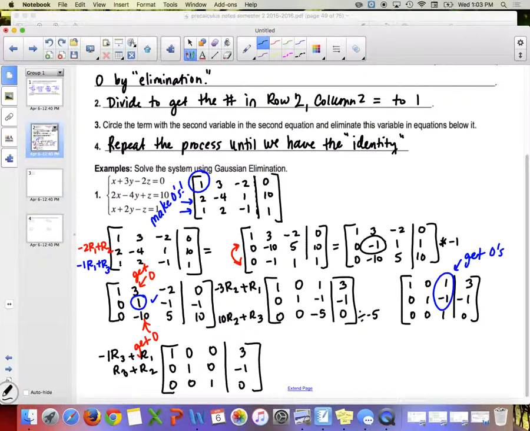What are these equations? If you wrote them all out, the top equation would be 1x plus 0y plus 0z equals 3. In other words, exactly. What about this next one? Y equals -1. And the last one? Z equals 0. So we've now solved it. Okay.